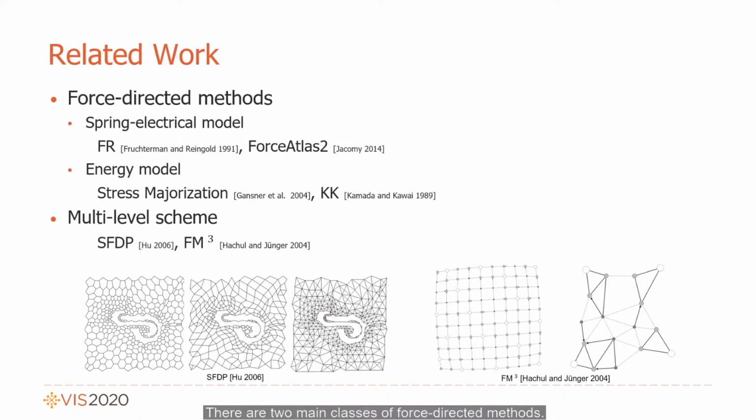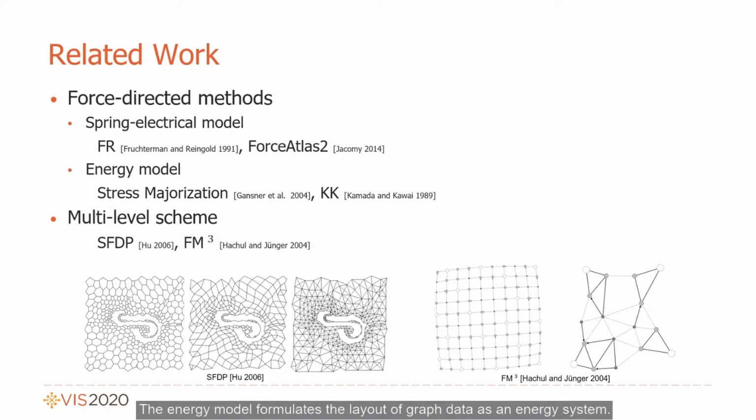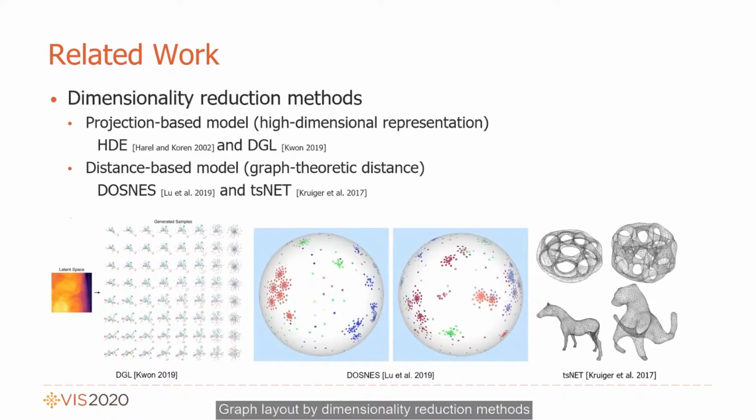There are two main classes of force-directed methods. The spring-electrical model assigns attractive and repulsive forces between nodes. The energy model formulates the layout of graph data as an energy system. Multi-level methods use the layout of the previous graph as an initialization for the next larger graph. Graph layout by dimensionality reduction methods can be classified into projection and distance-based methods. Projection-based methods have two stages. First, embed graph nodes into a high-dimensional space, and then project vectors into low-dimensional space. Distance-based methods aim to embed the local graph distances directly.